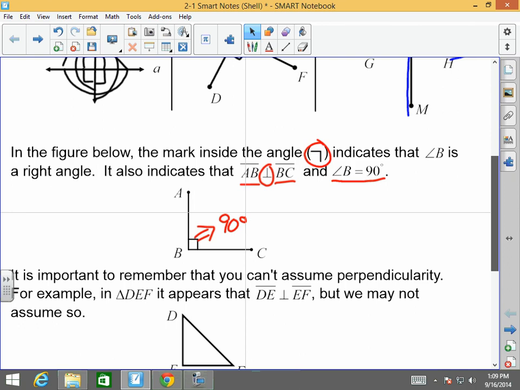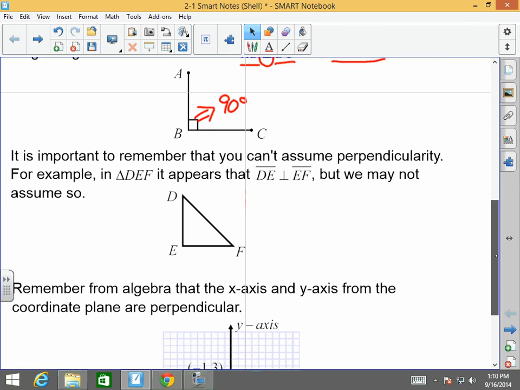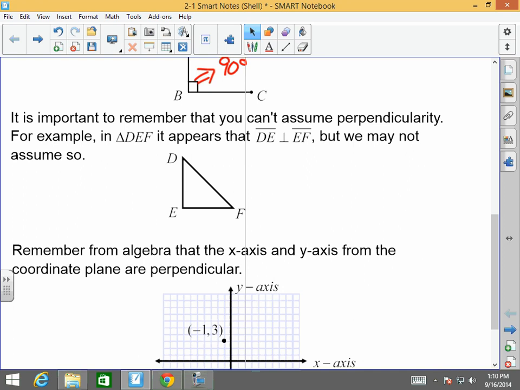In fact, we've had a few homework problems where we've all been like, wow, that doesn't even look close to 140 degrees, but it's 140 degrees, and it looks like a 30-degree angle. Proof is in the pudding, especially in geometry. It is important to remember that you can't assume perpendicularity. For example, in triangle DEF, it appears that DE is perpendicular to EF, but we may not assume so.